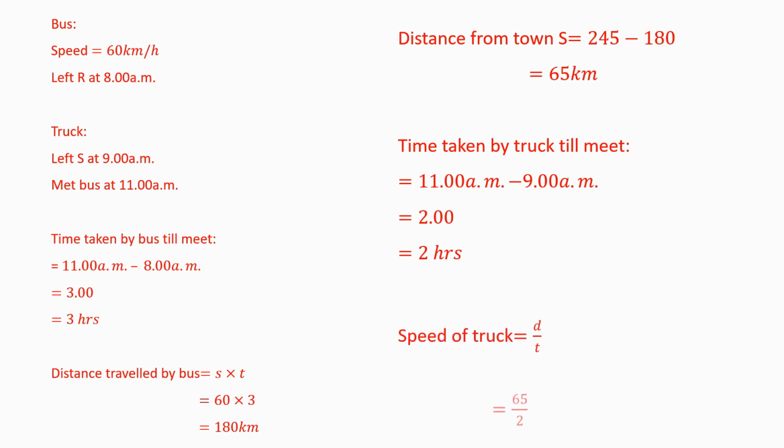We substitute, the distance is 65 and the time is 2 hours. So the truck was traveling at an average speed of 32 kilometers per hour.